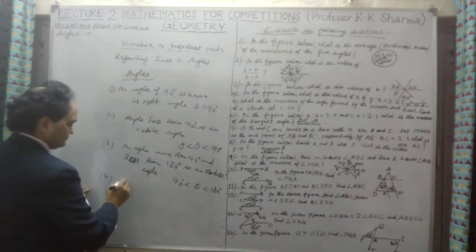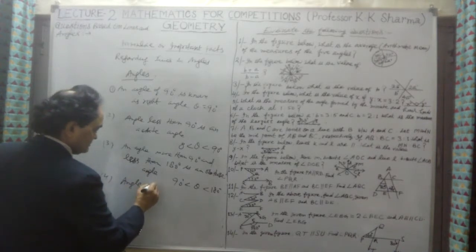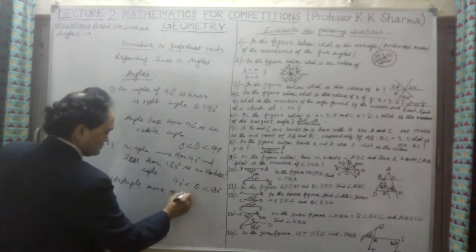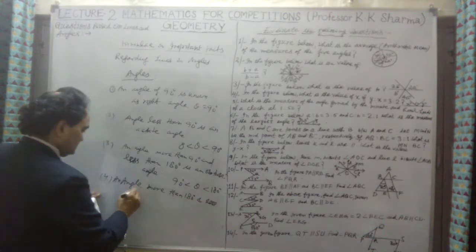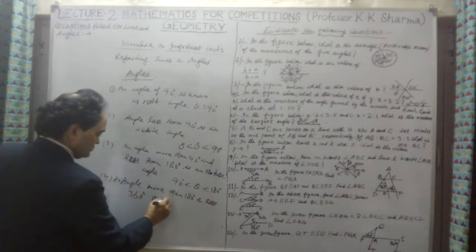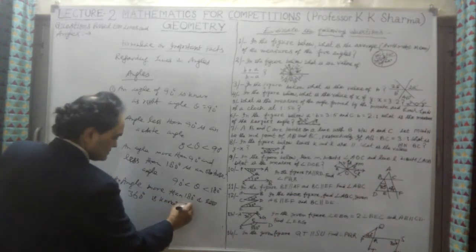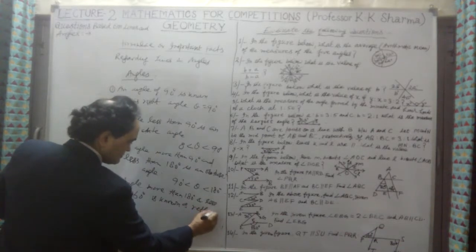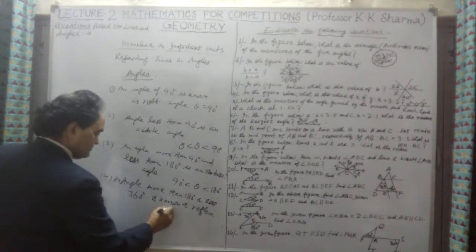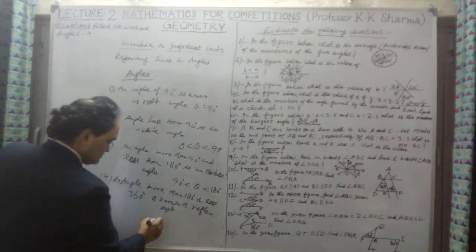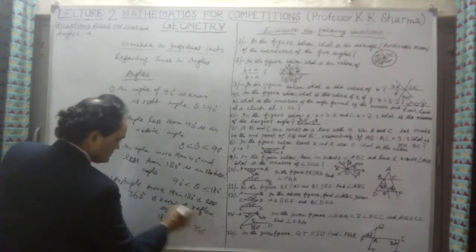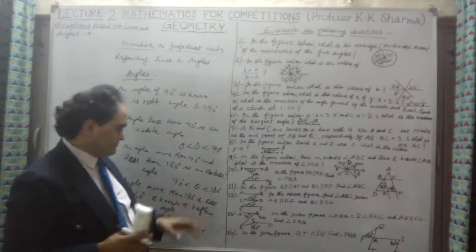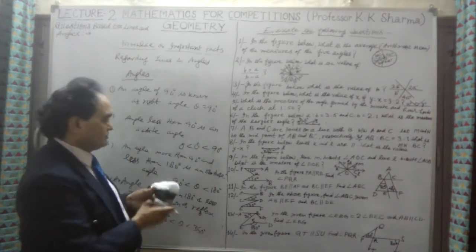Then fourth point: an angle more than 180 degrees and less than 360 degrees is known as a reflex angle. What is a reflex angle? In this case, 180 degrees is less than theta is less than 360 degrees. There are four kinds of angles here. This is what we have talked about angles.